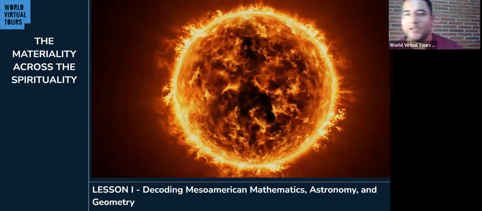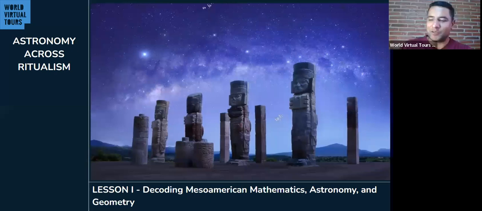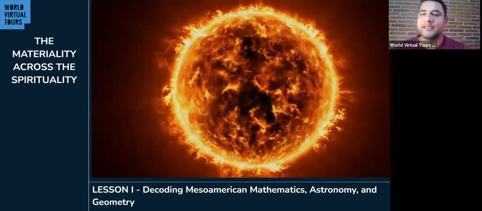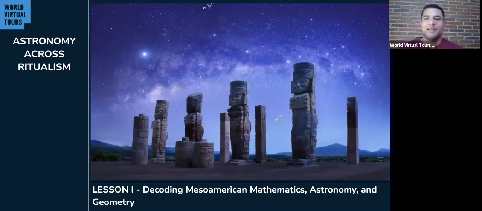Well, so remember the sun, with its cyclical movement, marked one of the main calculations they had, along with all the stars in the sky. We have materiality across spirituality. The sun, we could measure its movements, but it also has a spiritual charge. And with this, astronomy across ritualism. Okay, so most of the rituals were born according to the movement of the stars.